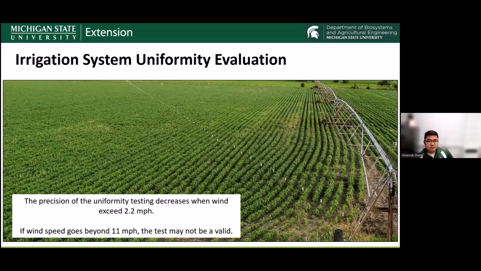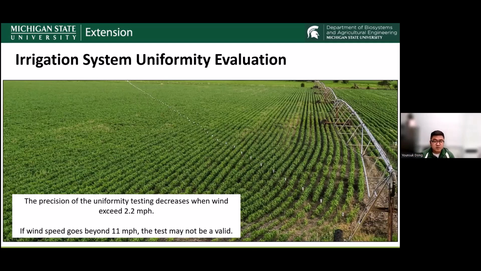So how do we check the uniformity? As you can see in the figure, there are little white cups placed about 10 feet apart from the center all the way out. We call these catch cans. Catch cans are usually placed about 3 feet high from the ground with 10 feet spacing. Once we place these catch cans, you run the pivot over and we collect the volume of each cup to see how uniform your irrigation system is.